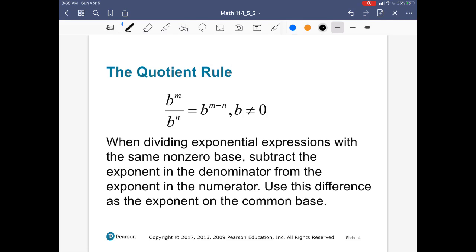So this one shows that here we have base b and base b, which is the same base. That means when we have the same base, the exponents will subtract. And remember that b cannot be equal to 0. Why is that? Because this would make this undefined.